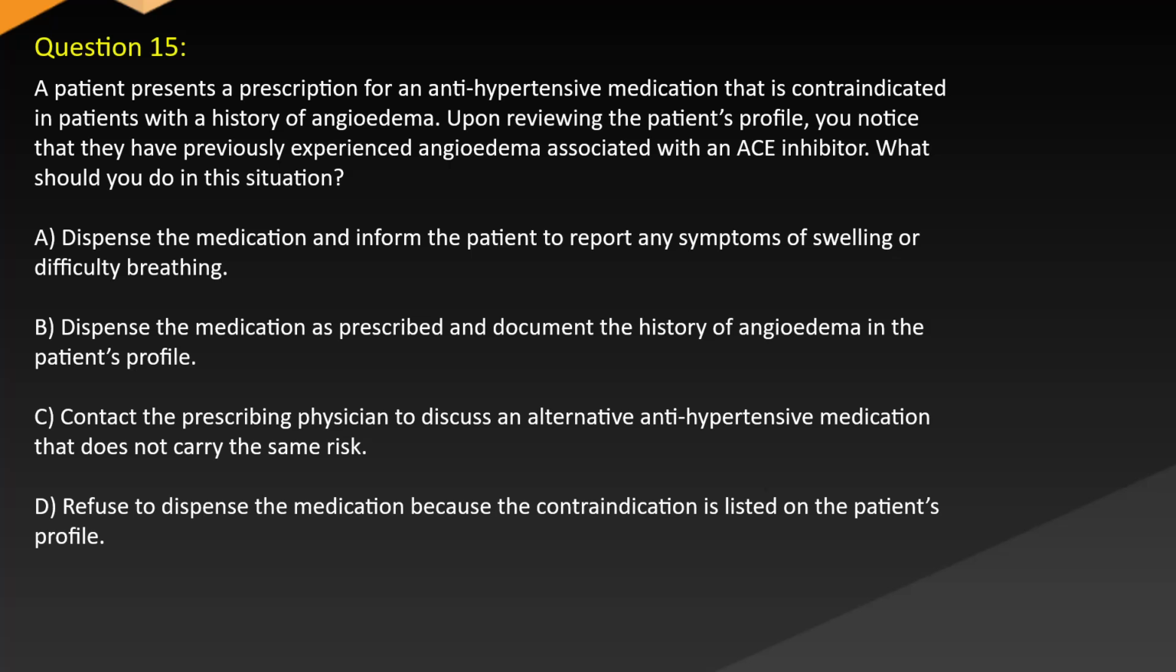A. Dispense the medication and inform the patient to report any symptoms of swelling or difficulty breathing. B. Dispense the medication as prescribed and document the history of angioedema in the patient's profile. C. Contact the prescribing physician to discuss an alternative antihypertensive medication that does not carry the same risk. D. Refuse to dispense the medication because the contraindication is listed on the patient's profile.